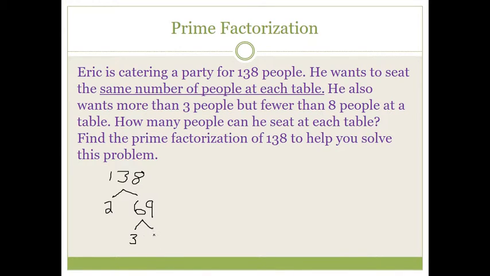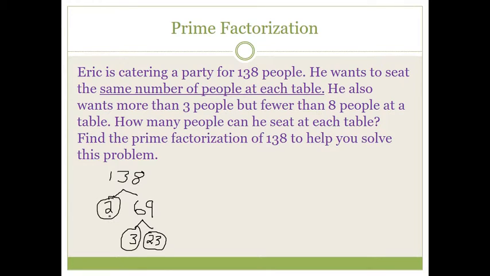3 goes into 69 23 times, because 3 times 23 is 69. So 2 is prime, 3 is prime, and it turns out 23 is also prime. So I can stop here. Now let's think about how I'm going to use this information to answer this question.